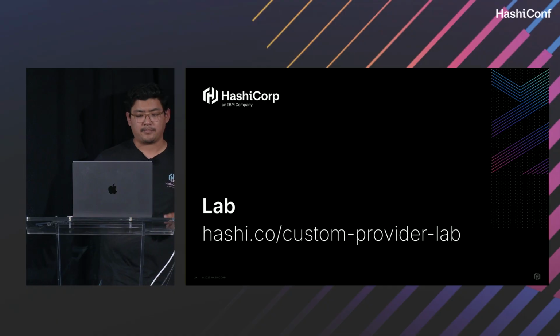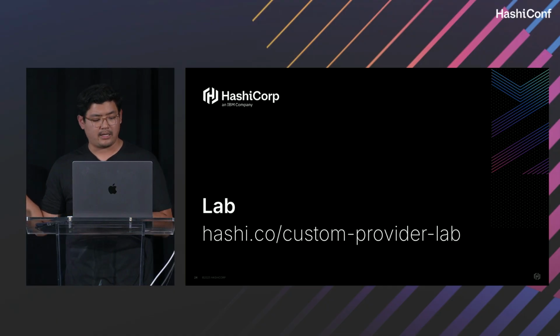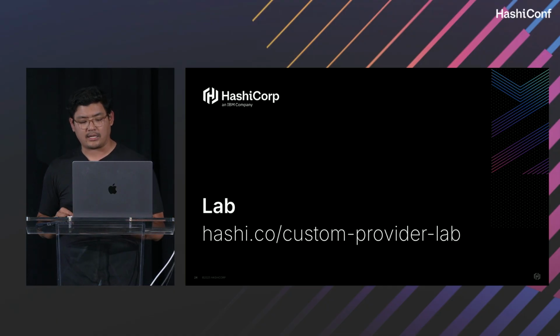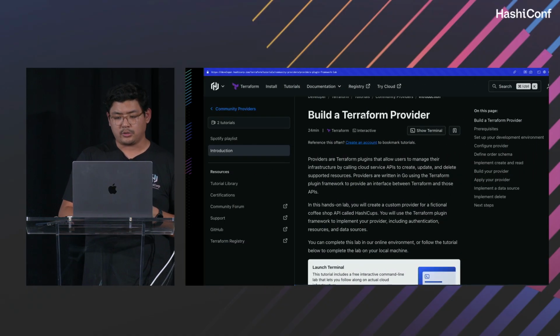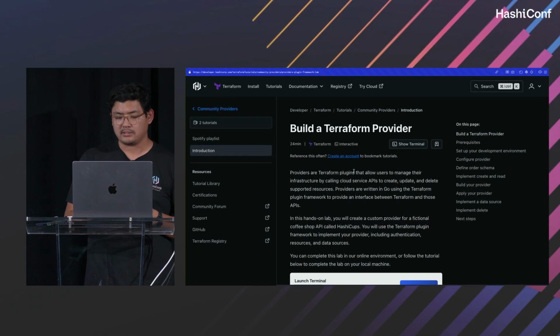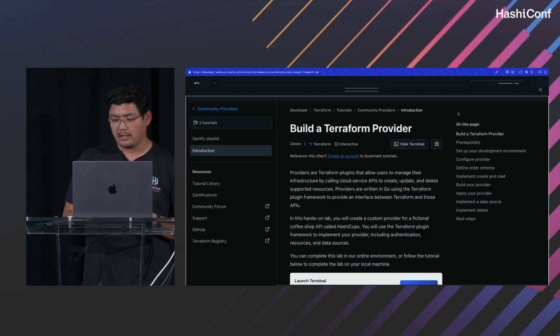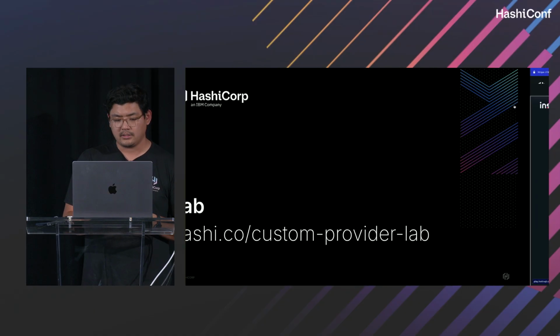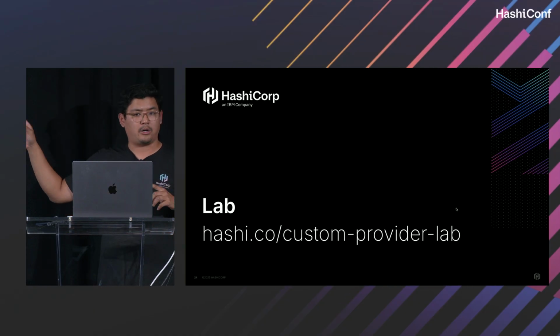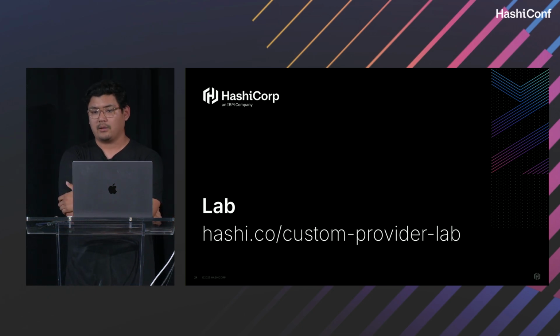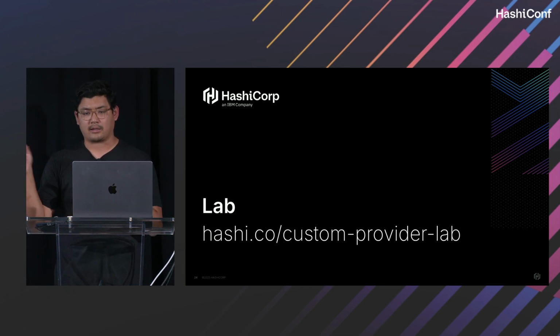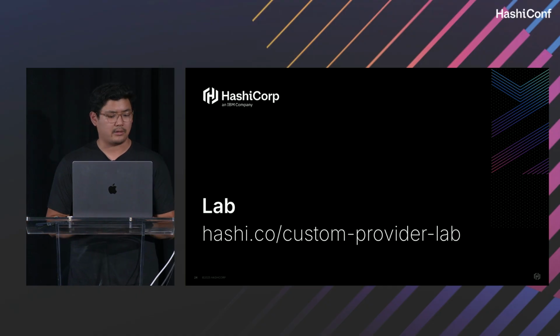So if you have your laptop out, please go to this link, hashi.co/custom provider lab. This should take you to a page similar to this. Once you see this page, click Show Terminal. This should appear, and then click Launch up here. This is the URL. I'll keep it up before we do that. But please launch the terminal and click Start so we can move forward.